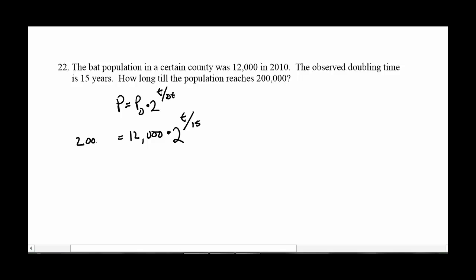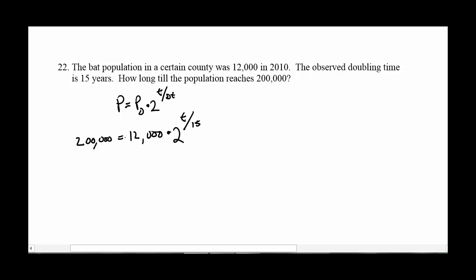All right, number 22, this is a double life formula. So if you remember, the general equation for a double life would be 2 to the t divided by the double time. In this case they're telling us we start off at 12,000 times 2. We're actually solving for t, and it takes 15 years to double. So that's the equation we're solving.